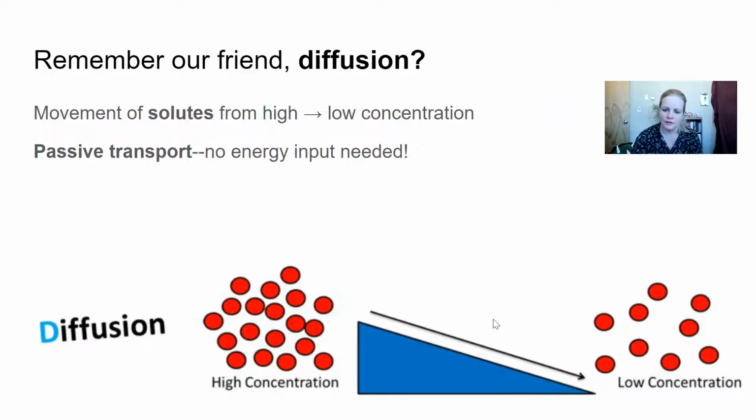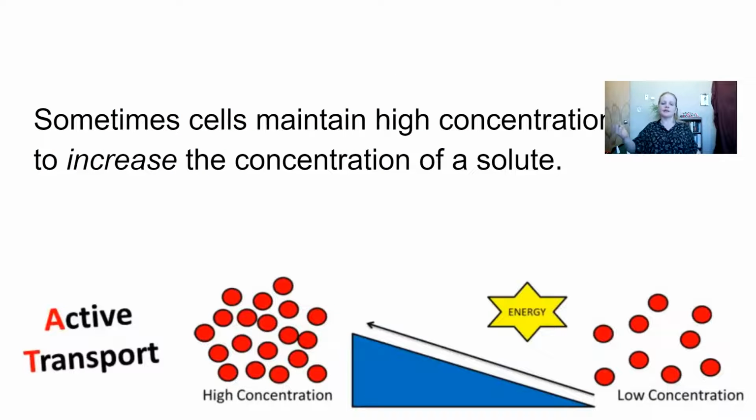that needs to happen. Okay, but sometimes cells need to maintain a high concentration of stuff in their cells, or they might even want to increase the concentration of a solute. So diffusion is saying that, okay, we have to take these red circles and roll them down the ramp to equal out our concentration. But the cell's like, no, no, no. We want a high concentration of whatever this ion is. And so the cells are going to expend energy to push those red balls up our little proverbial slope here.